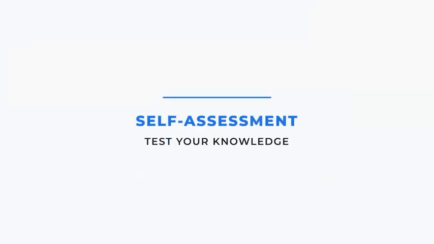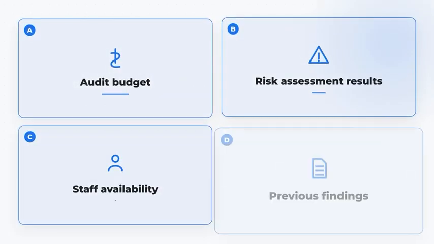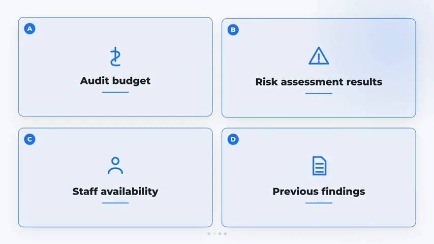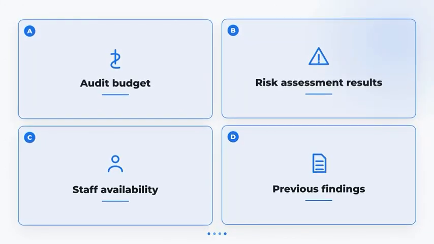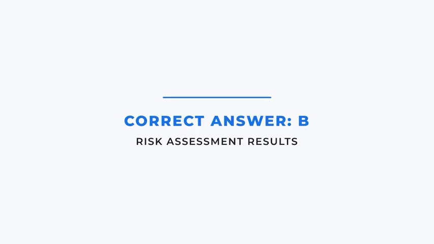Let's test your knowledge with some self-assessment questions. Try to answer before the solution is revealed. Question 1. Which of the following is the most important factor when planning a risk-based IS audit? A. Audit budget. B. Risk assessment results. C. Availability of audit staff. D. Previous audit findings. The correct answer is B.